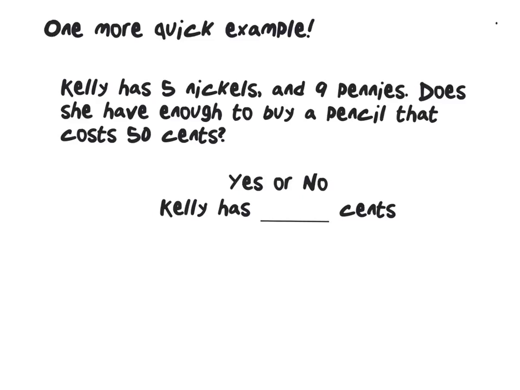All right, second graders, let's go ahead and do one more quick example. Kelly has 5 nickels and 9 pennies. Does she have enough to buy a pencil that costs 50 cents? Let's go ahead and draw out what we know. We have 5 nickels, so 1, 2, 3, 4, 5. And then we have 9 pennies. So we're going to draw 9 pennies over here. 1, 2, 3, 4, 5, 6, 7, 8, 9.